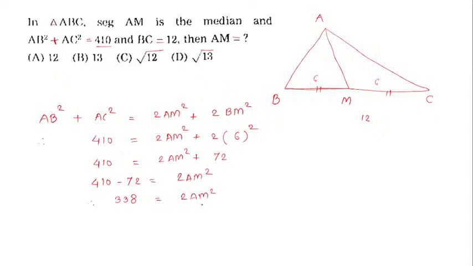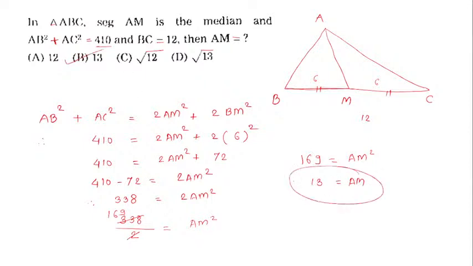Again we have to find AM, so we should transfer 2 to the left hand side so as to have that in the denominator, that is 338 divided by 2 is equal to AM square. So if we divide by 2, we will get 169 is equal to AM square. And if we take square root on both the sides, square root of 169 is 13 is equal to AM. So the length of segment AM is 13, which is given at option B. So option B is the correct answer for this question.